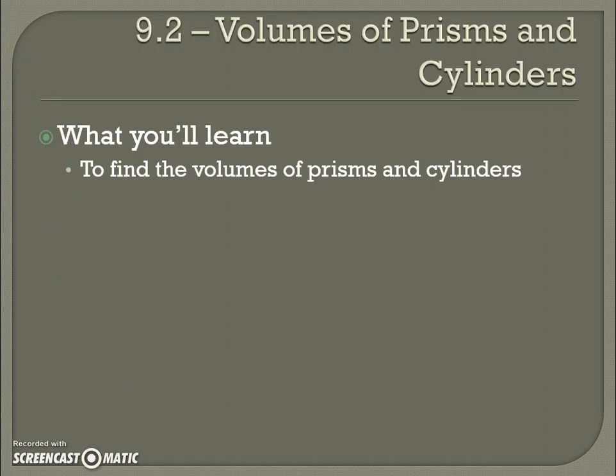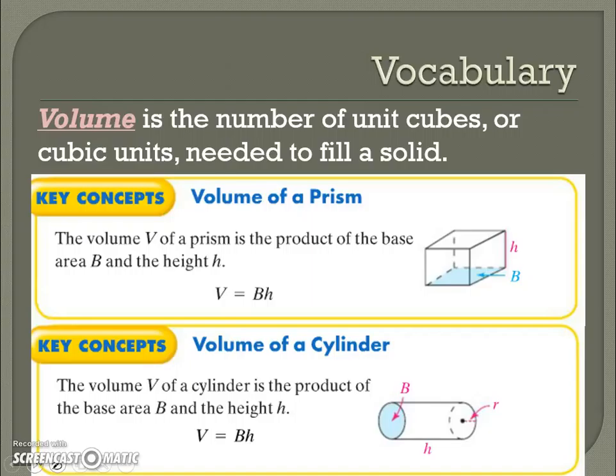Alright, so you need to pause and copy all this down. It says the volume is the number of unit cubes or cubic units needed to fill a solid. The way you find the volume of a prism is the area of the base, that's why it's a capital B, times the height. For a cylinder, you find the area of the base using a circle area formula, and then multiply it by the height. So the big thing for both of these is going to be identifying what is the base. Alright, so make sure that you have all this copied down.